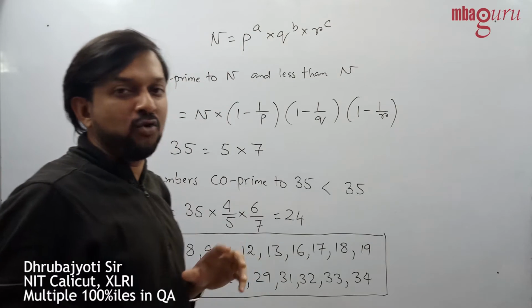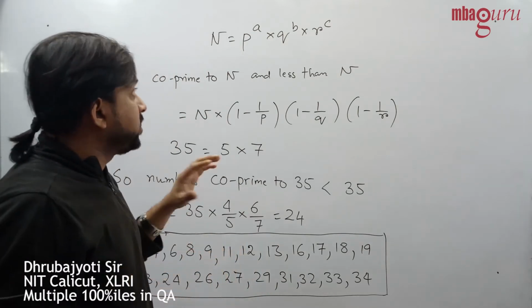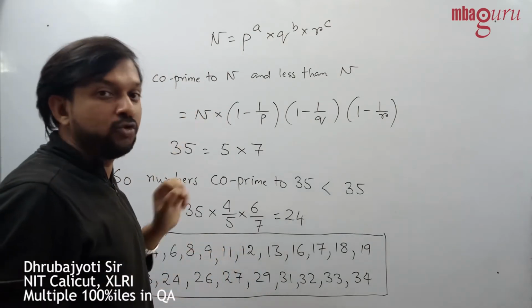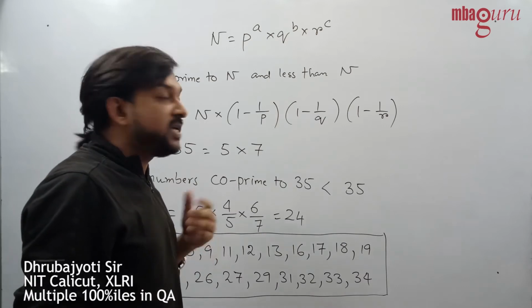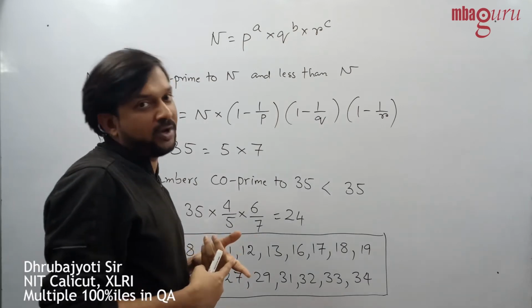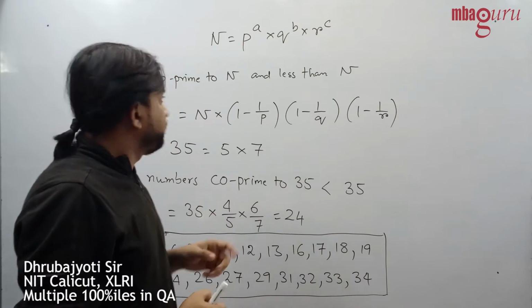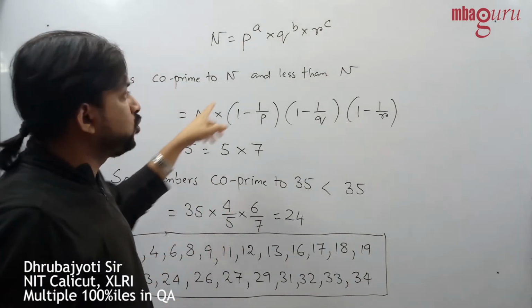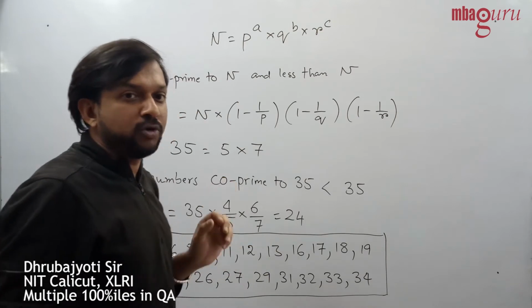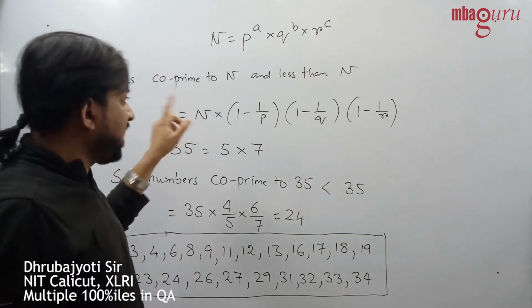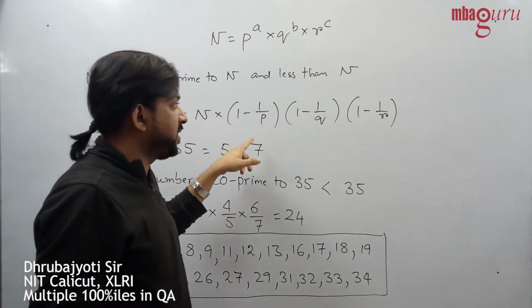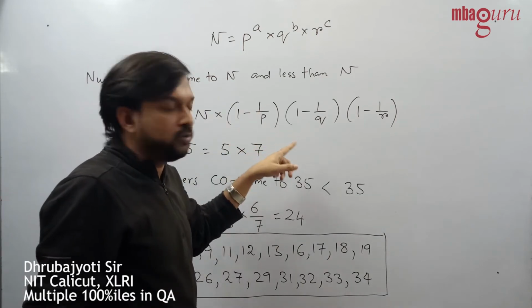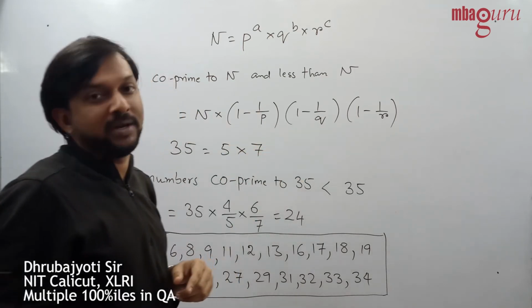that means if I want to find a number which is coprime to n, the number should not be divisible by either of p or q or r. And therefore, if you are talking about number of numbers which are coprime to n and less than n, their total number can be found out as n into 1 minus 1 by p into 1 minus 1 by q into 1 minus 1 by r and so on.